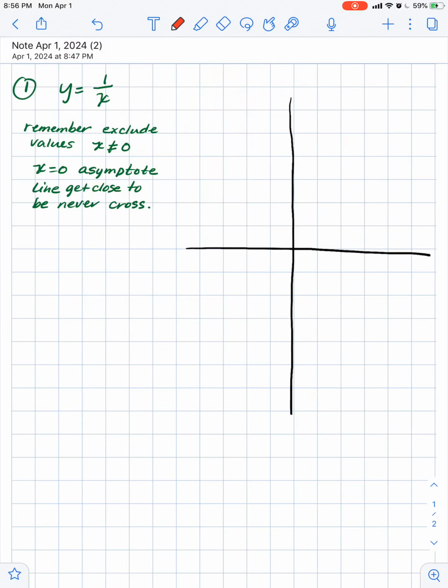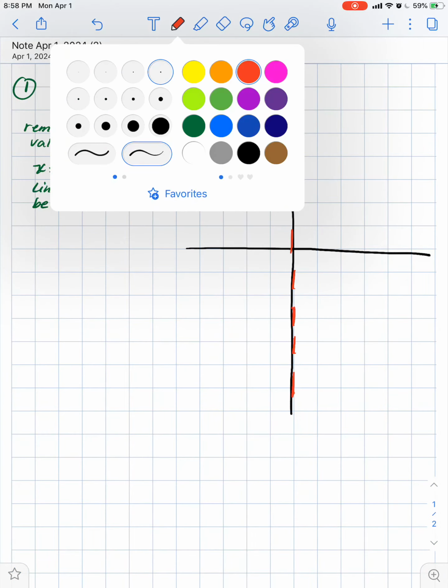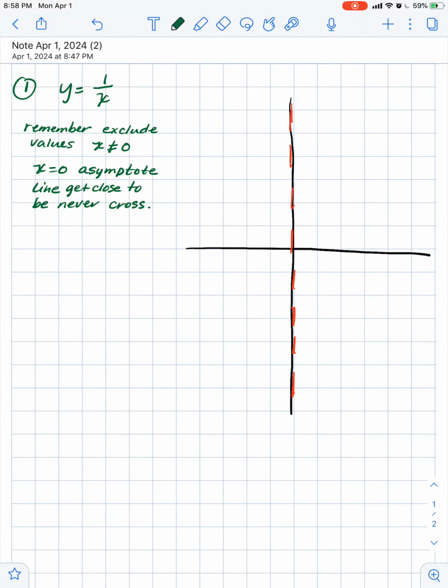So if I'm saying anywhere x is 0, I cannot be. So it'd be like 0, 0, 1, 0, 2, and so forth. So that is actually this line. What it means is our graph is not going to cross this line here. Okay? So we are going to do a quick check, and the easiest way to start off with this is to look at a t-table.